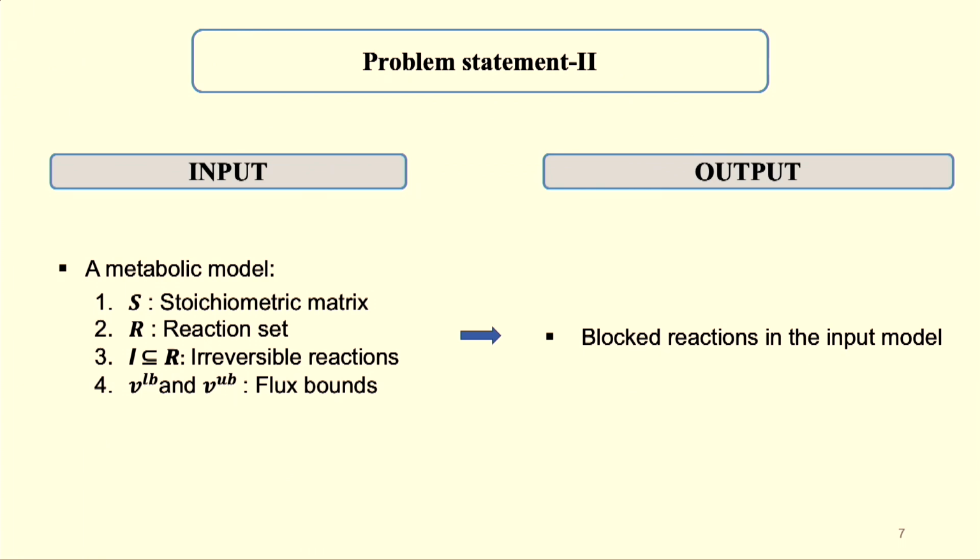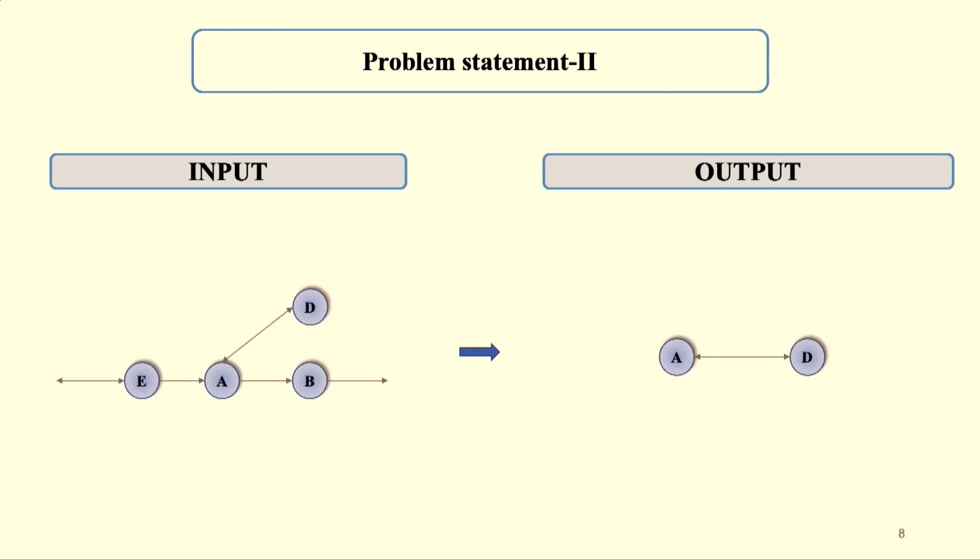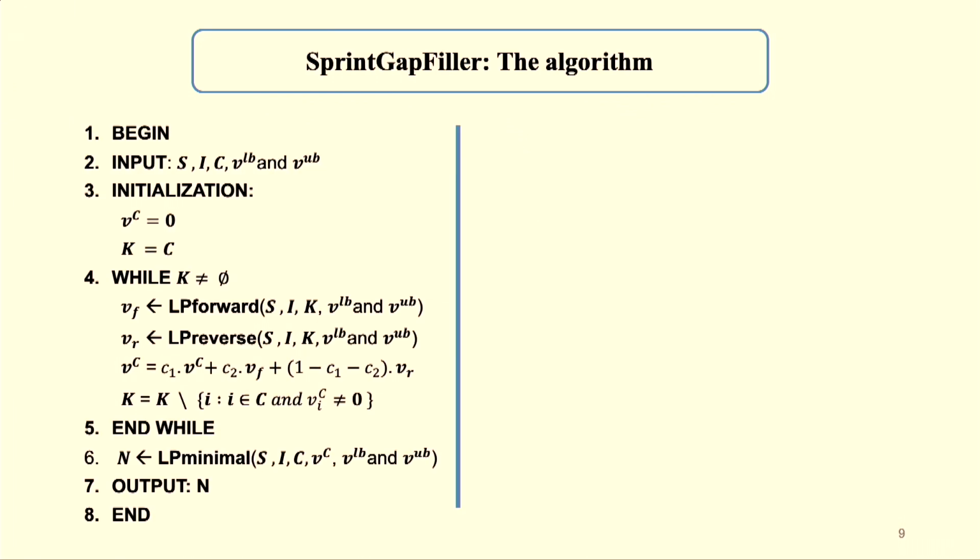The equivalent problem statement is to identify blocked reactions in a given metabolic network. What is a blocked reaction? I'll take this toy network model to explain it. Similarly, here we have a toy network with 5 reactions. Here there could be a free flux flow from E to B. But in the case of A to D, it's blocked because D is getting produced, but it's not getting consumed. So if you want to identify a blocked reaction in this toy network, it would be the A to D reaction. So we are trying to solve these two problem statements using the SprintGapFiller approach.